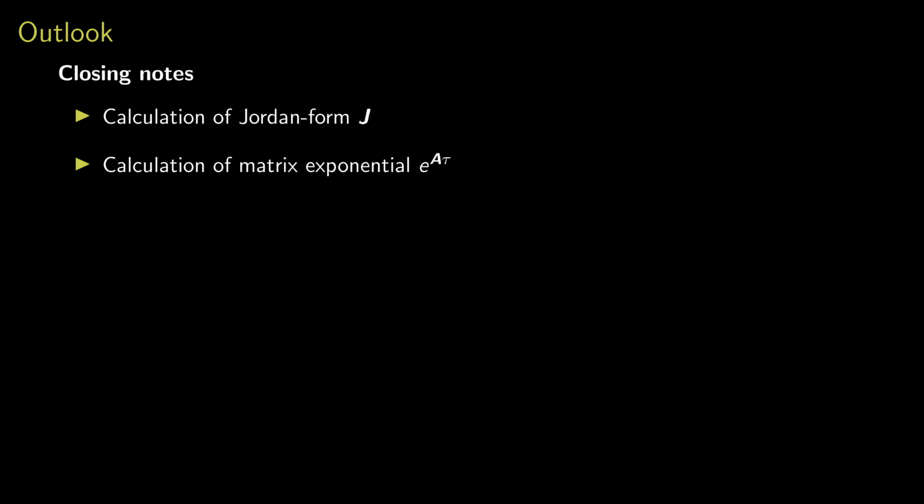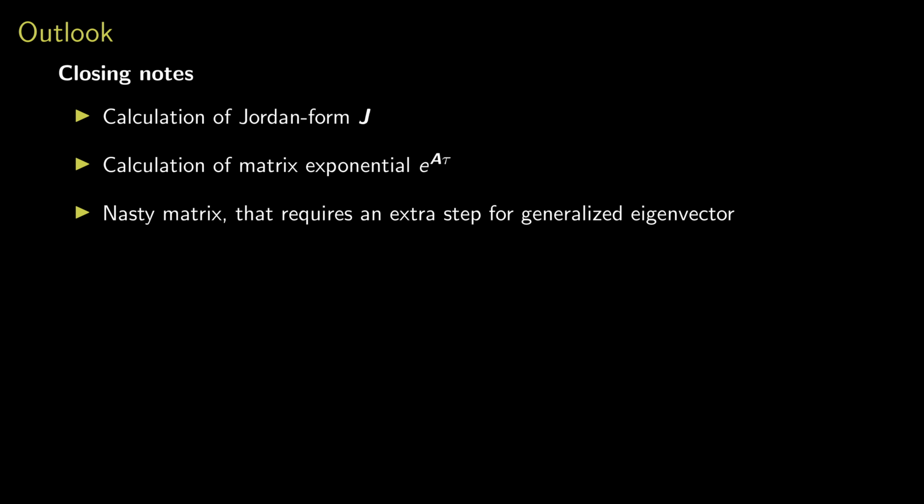Okay, thanks for watching until the end. Quick summary to close the video. We covered how you can calculate the Jordan form of a matrix, required if you want to calculate the matrix exponential of a matrix that is not fully diagonalizable by hand. We took a look at a particularly nasty matrix that requires an extra step when calculating the generalized eigenvectors.